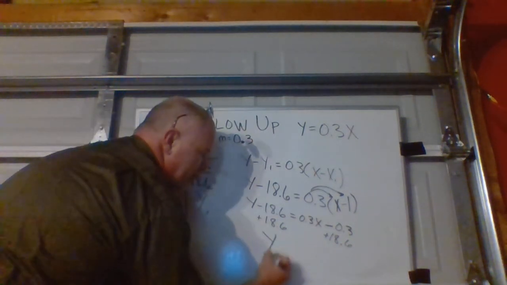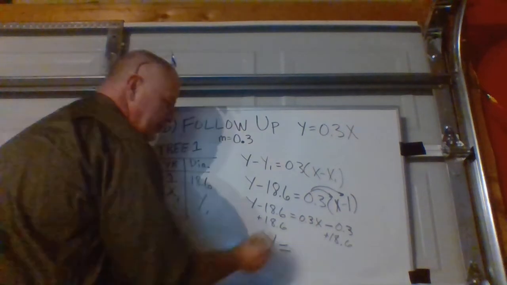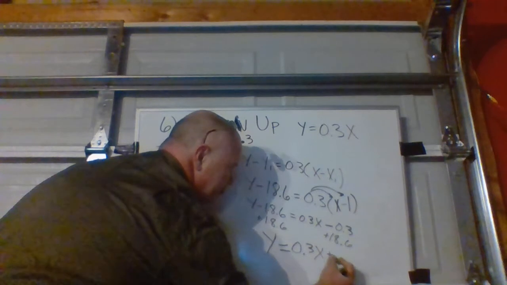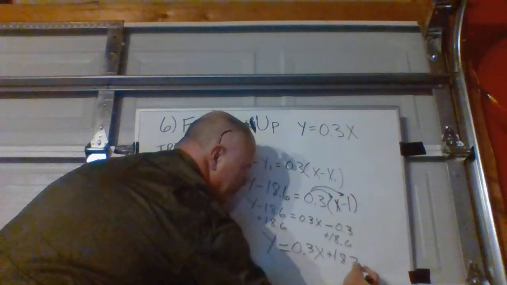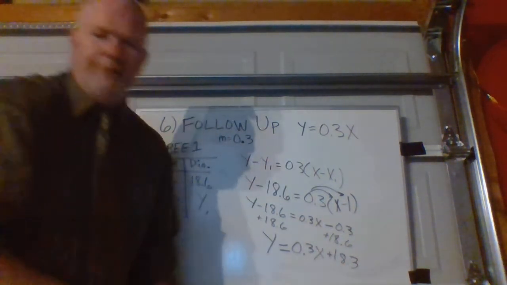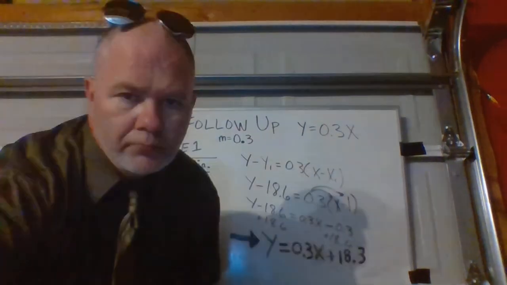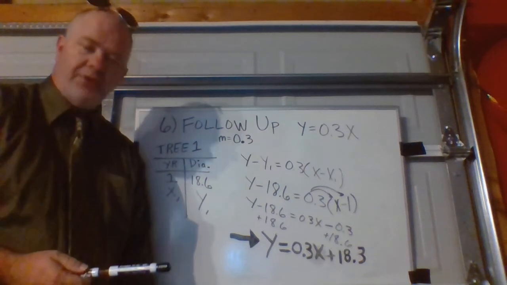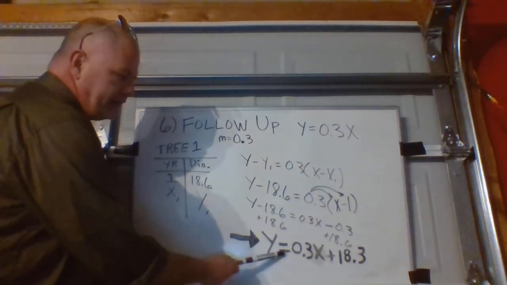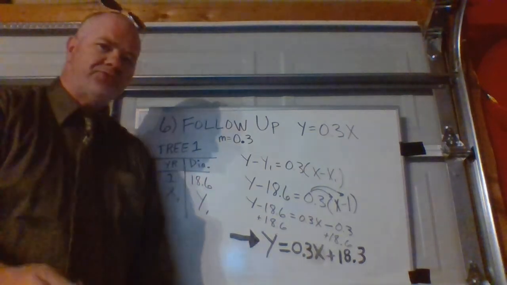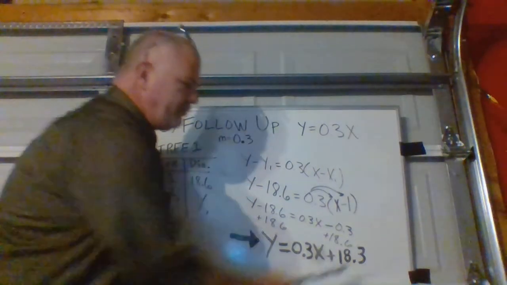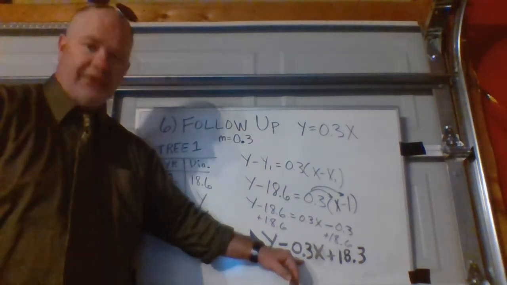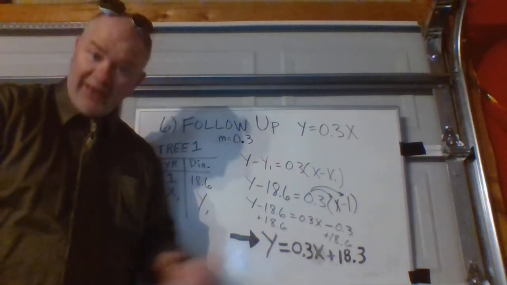So we end up with our final answer being y equals 0.3x plus 18.3. I'm going to pause for a moment, and I'm just going to darken that in. So as you can see, our final answer to question number 6 is y equals 0.3x plus 18.3. That 0.3 is the slope or the steepness, if you will, of the line.